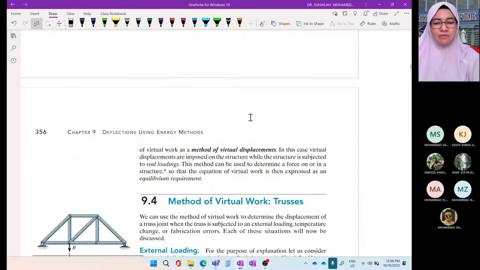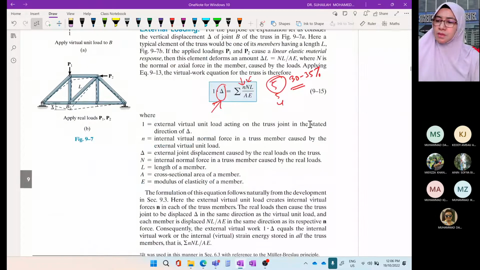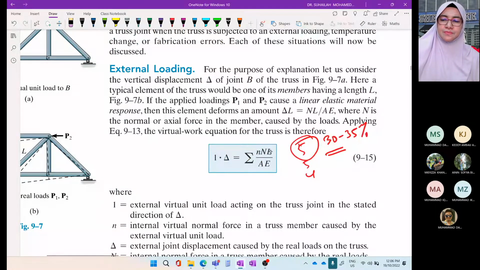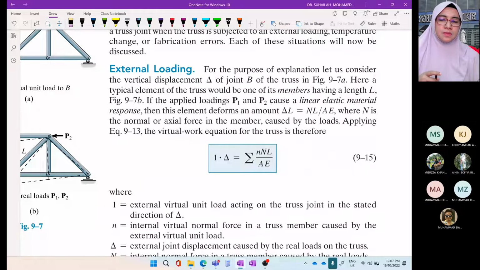Deflection, I believe when you calculate deflection, masa belajar deflection ni dulu, you jumpa this formula kan? Betul tak? Jumpa this formula. Betul tak?